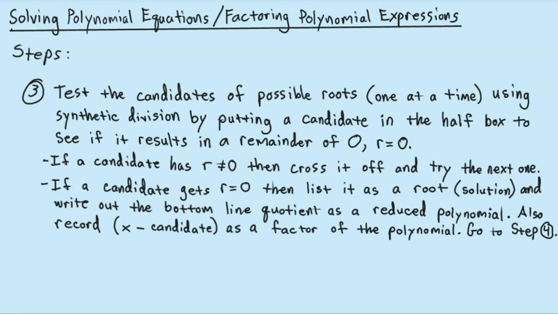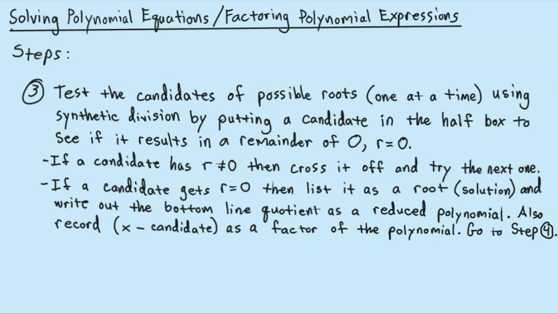Now, if a candidate does get a remainder equal to 0, then that candidate is a root. So what you're going to do is start a list, and you're going to list that candidate as a root, which means it's a solution to the equation.